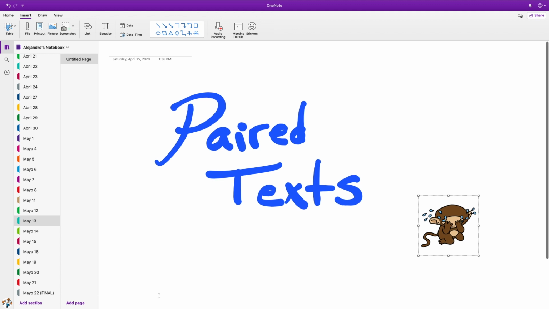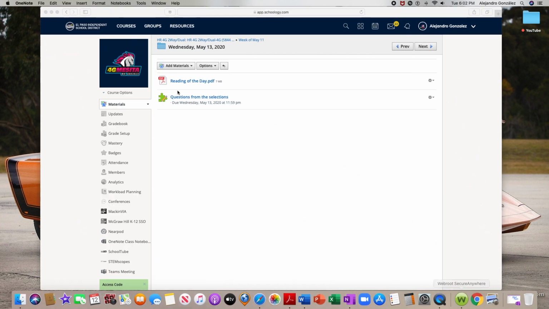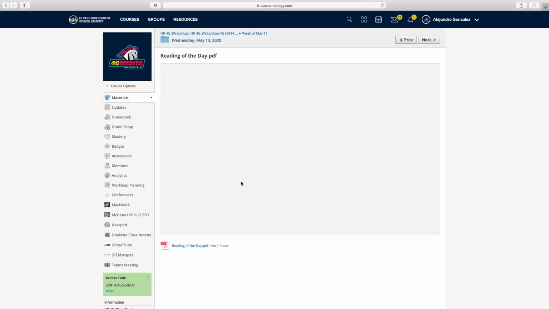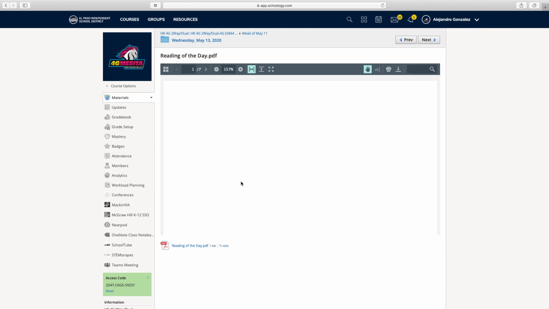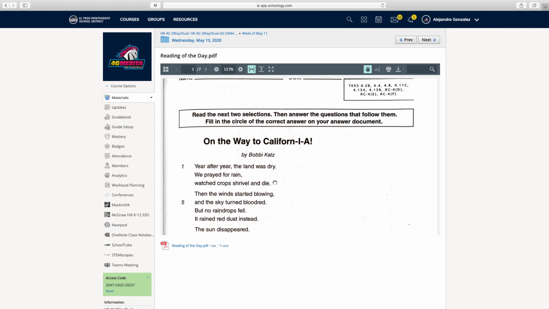So let me show you how the assignment looks like. So you go here, guys, to Schoology, and I have the reading of the day. So you open it up. And this is what I'm talking about here. So you have two selections. Let me read the instructions to you. It says, read the next two selections, then answer the questions that follow them. Fill in the circle of the correct answer on your answer document. You don't have an answer document, but you need to mark your answers, right?